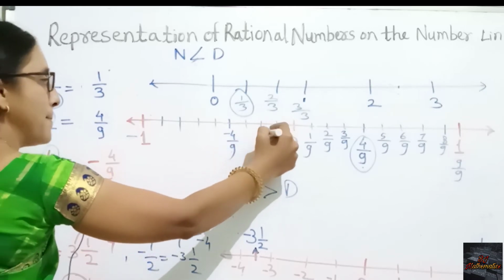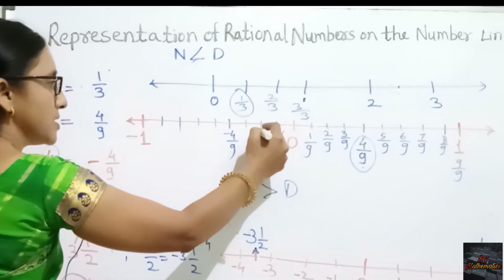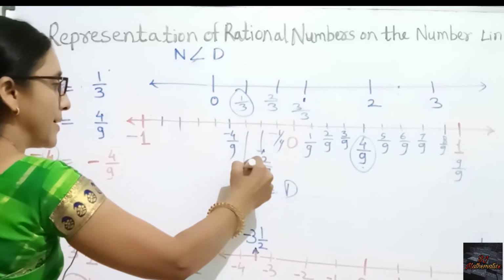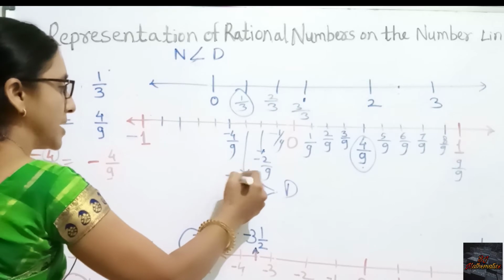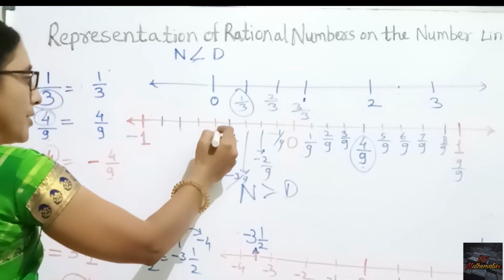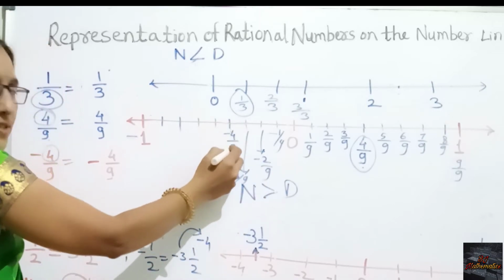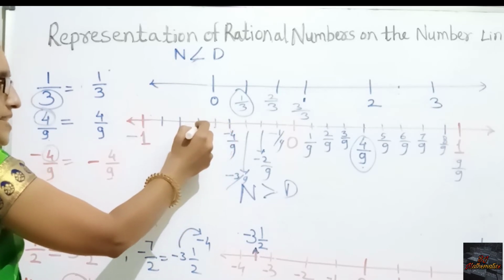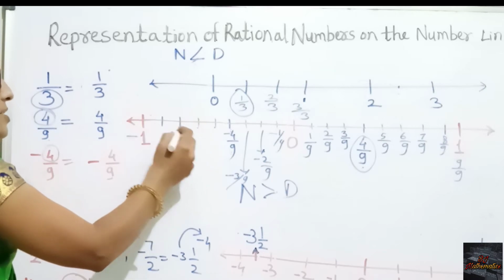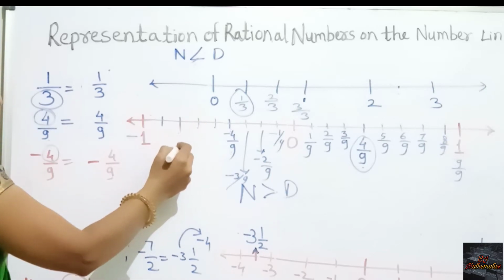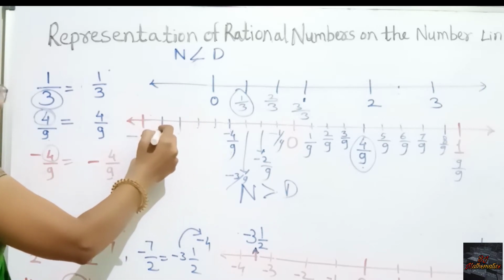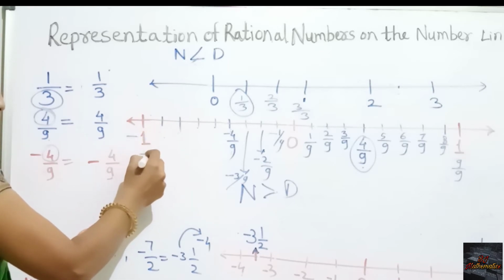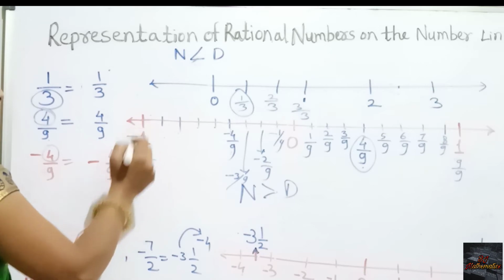First marking will be minus 1 by 9. Second marking will be minus 2 by 9. Third marking will be minus 3 by 9. Here the fourth marking will be minus 4 by 9. Fifth marking minus 5 by 9. Sixth marking minus 6 by 9, seventh marking minus 7 by 9, eighth marking minus 8 by 9, and ninth marking minus 9 by 9 means minus 1.